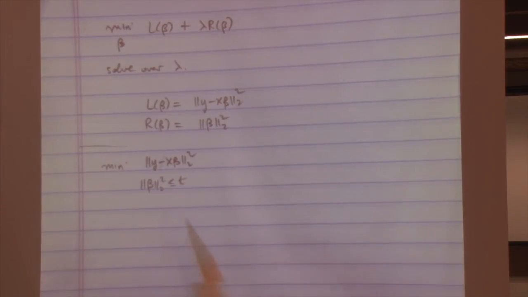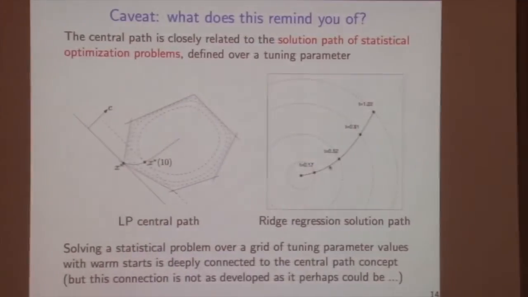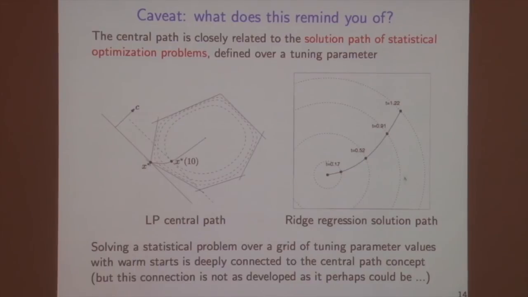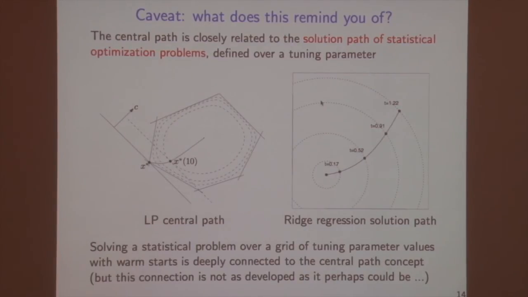So if t is very large, then we're just solving unconstrained least squares. As t gets made smaller and smaller, we're getting more and more shrunken solutions. Here I'm drawing the contours of this L2 ball in 2 dimensions. So it's the 2-dimensional example, beta 1 and beta 2. This is the set of all points for which the 2 norm of these two is 1.22. I'm just showing you that this is a solution path very much like the central path. And we actually approach these problems very similarly algorithmically as well, right?